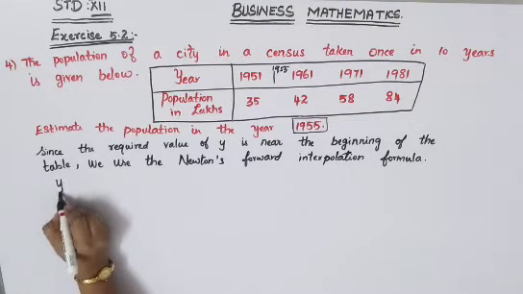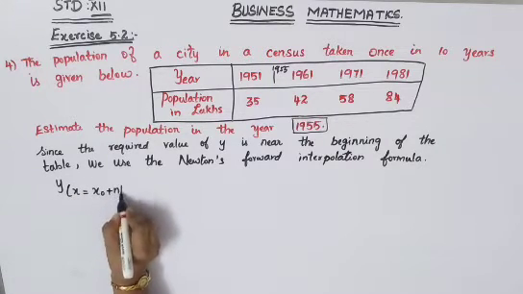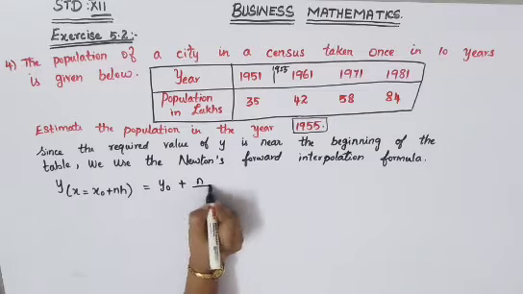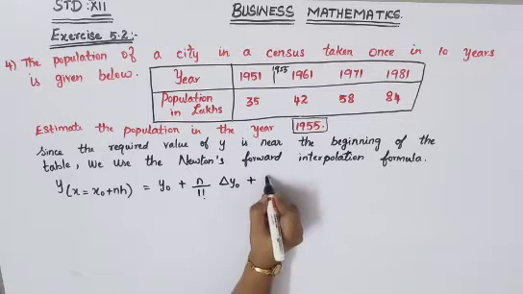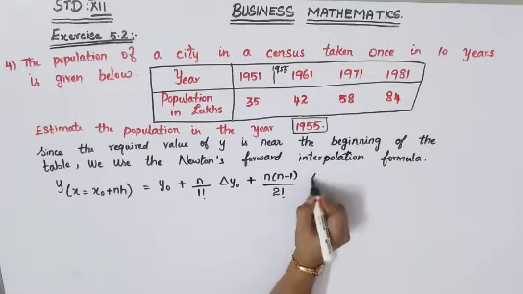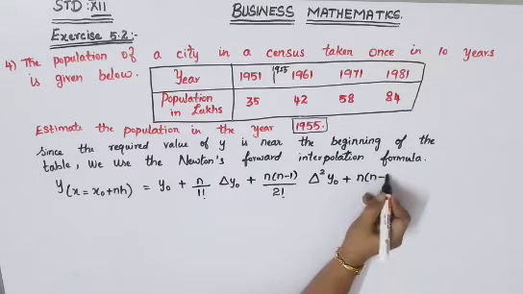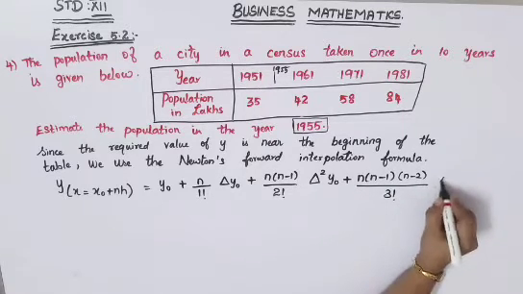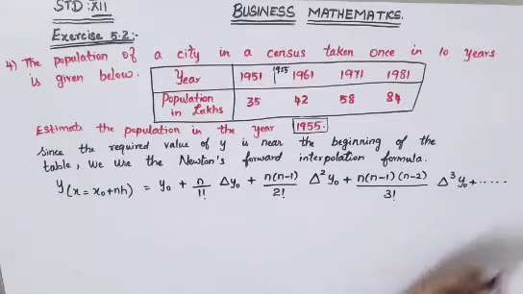Now we'll write the formula. y of x0 plus nh is equal to y0 plus n divided by 1 factorial into delta y0, plus n into n minus 1 divided by 2 factorial into delta square y0, plus n into n minus 1 into n minus 2 divided by 3 factorial into delta cube y0, plus etc. So this is your Newton's forward formula.